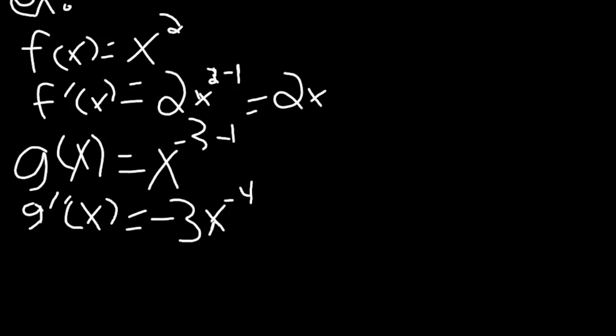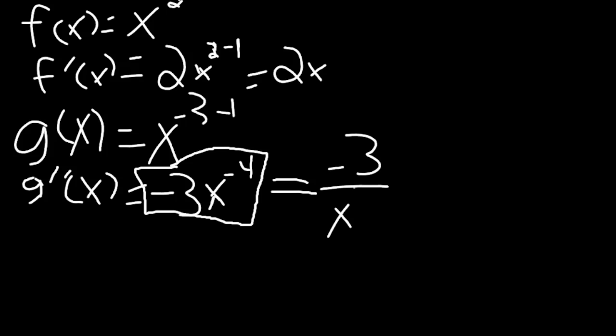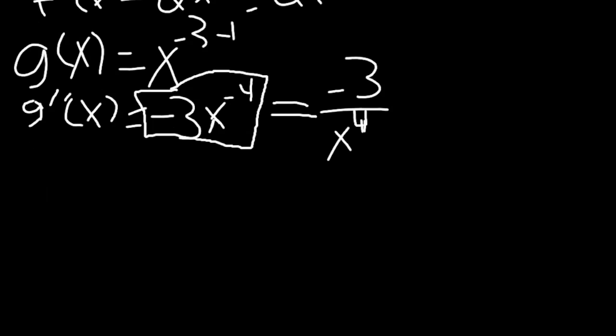This is the answer right here. If we want to simplify this further, we can turn this into negative 3 over x to the fourth, because negative 3 is the numerator, and x to the negative 4 goes on the bottom, because negative 4 just means it's 1 over x to the fourth power. So it can be both. Let's do one more example. Well, you know what? That's good enough.